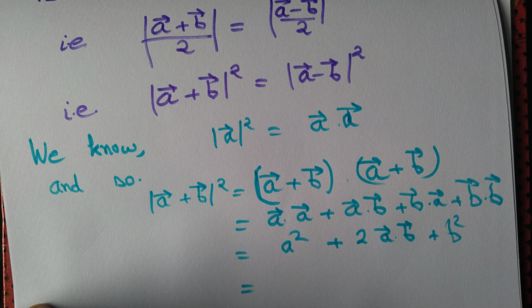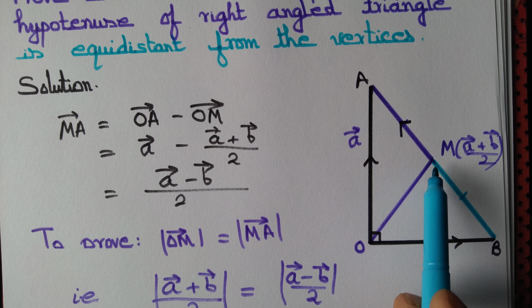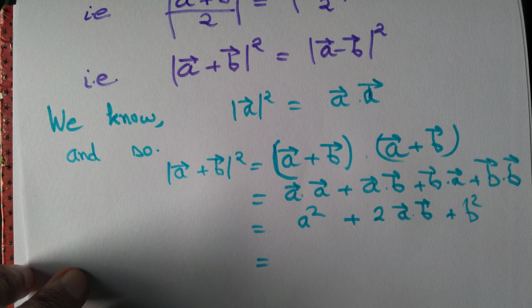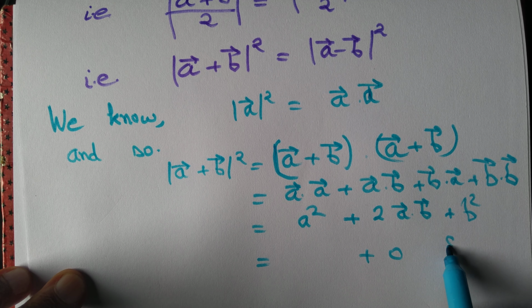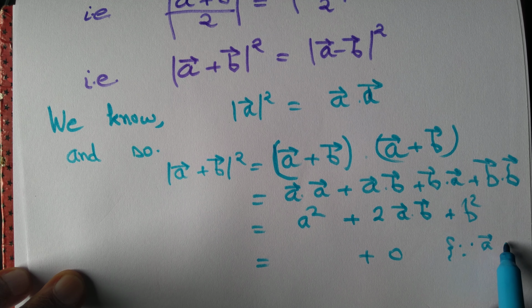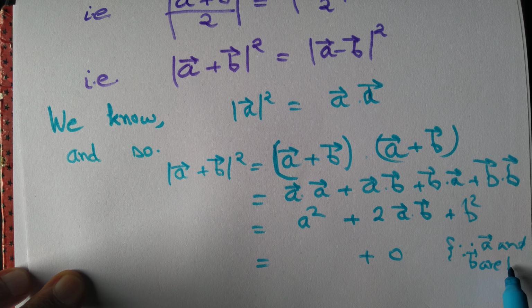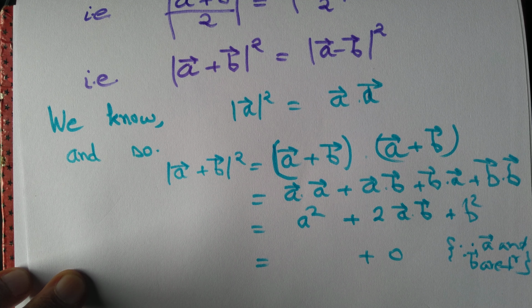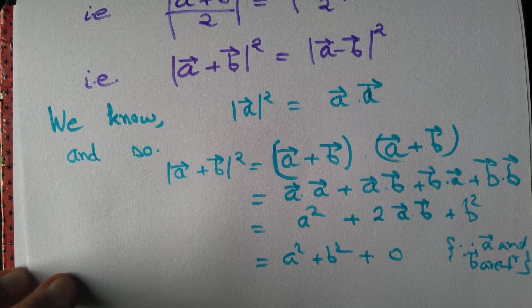Now we need to say that A is perpendicular to B, otherwise OM will not be equal to MA, magnitude wise of course. So A dot B is 0. Why? Because A and B are perpendicular to each other. A dot B is 0. So the magnitude of A plus B squared is nothing but A squared plus B squared.